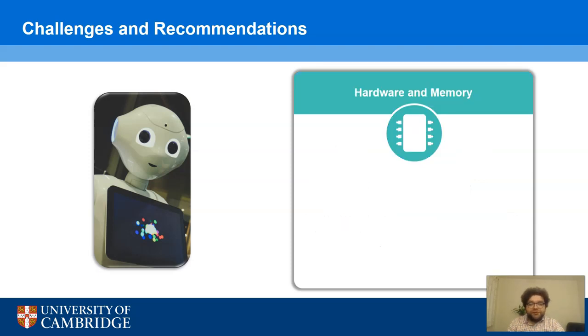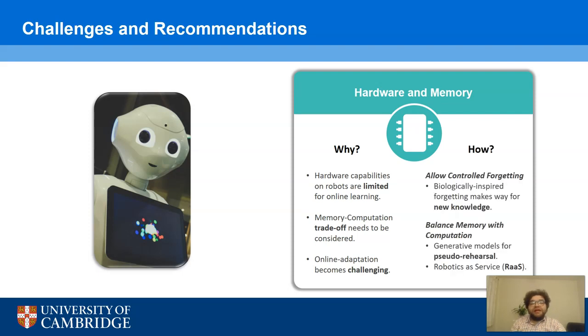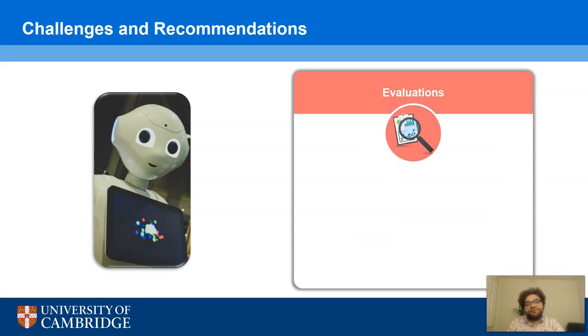Another major issue for the robot is the limited hardware capabilities they possess. The robot needs to balance memory with computation, both of which are essential for learning. Continual learning algorithms allow for slow forgetting in the models, where unimportant information is slowly forgotten, making way for new knowledge. Additionally, generative models can also be used to make robots more memory efficient, as well as applying cloud-based solutions that offer different robot functionalities as services, reducing the load on the robot.